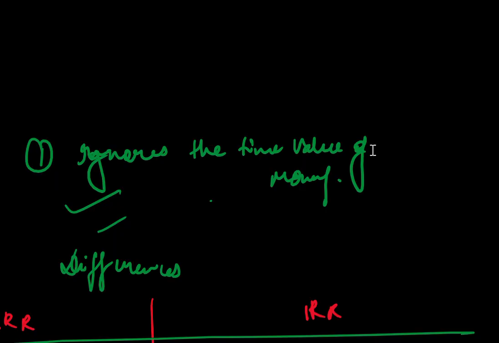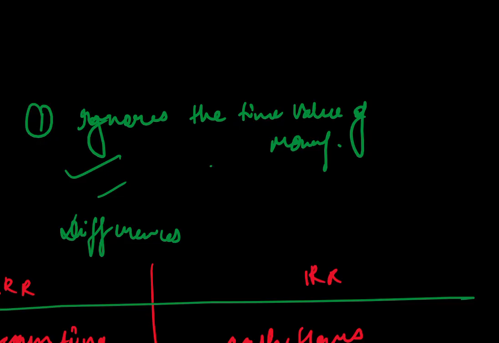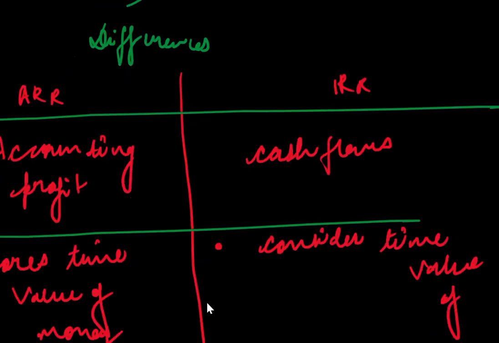Okay. Next, it is less reliable than discounting methods. Like most of the methods that we study, like NPV and IRR method, they provide a more realistic evaluation because they consider the time value of money, whereas ARR method does not consider the time value of money, so it is less reliable.